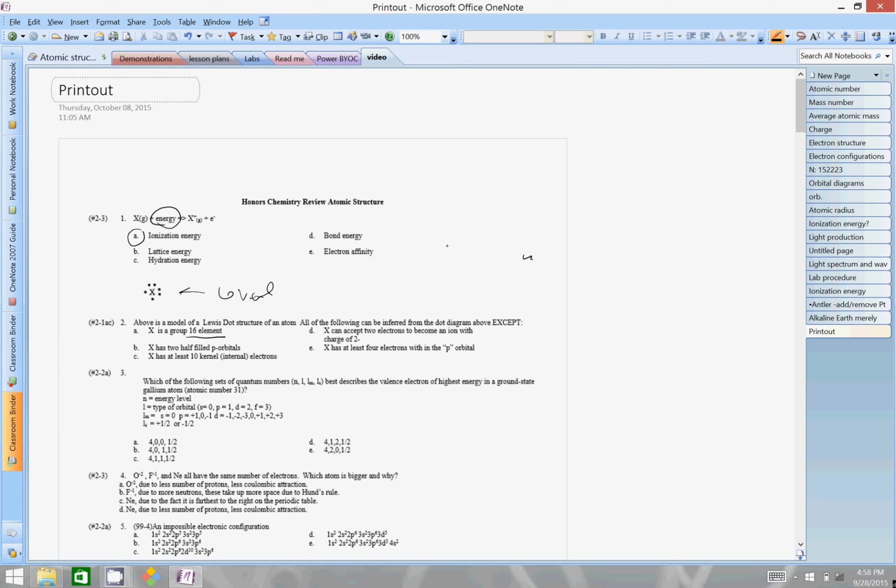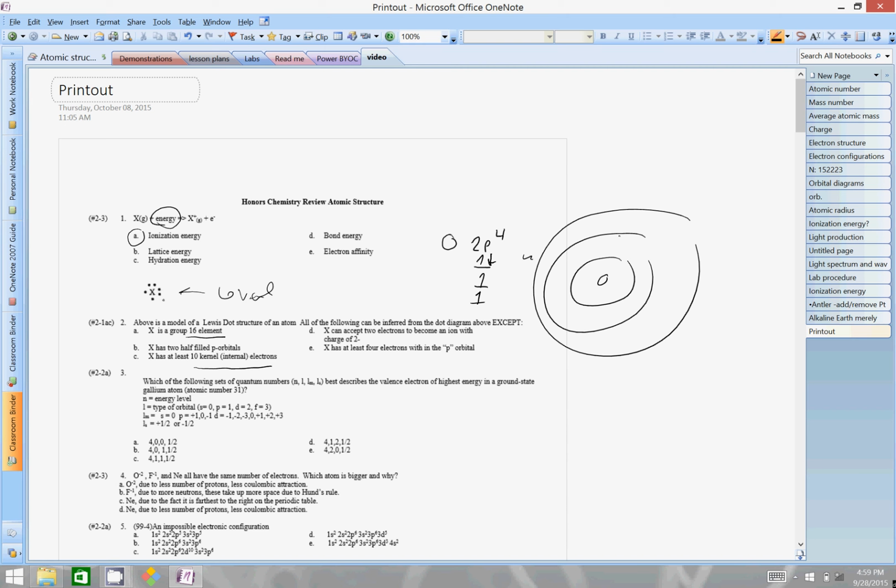In this case, for example, if we have oxygen, it would be one of that family, and it would be 2p4. Matching it up using Hund's rule, that is also true. Has at least 10 internal electrons? Depending on the actual size of the atom, in a Bohr diagram we don't really know how many internal electrons we have. This only shows the outer ones. That one I'm questioning. Can form a charge of -2? Yes, that's similar to oxygen. X has at least 4 p orbital electrons? Yes, at least 4. It could have more internal ones, but C looks like the one that's incorrect, so that is the one we want to take.